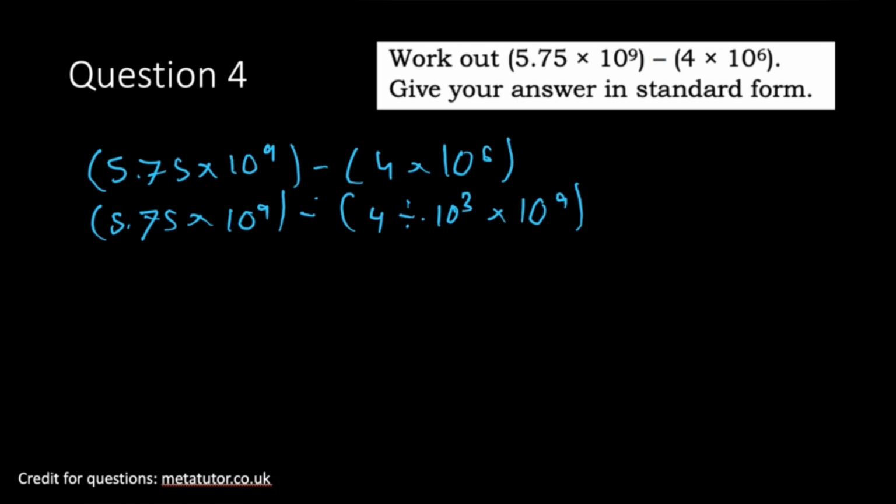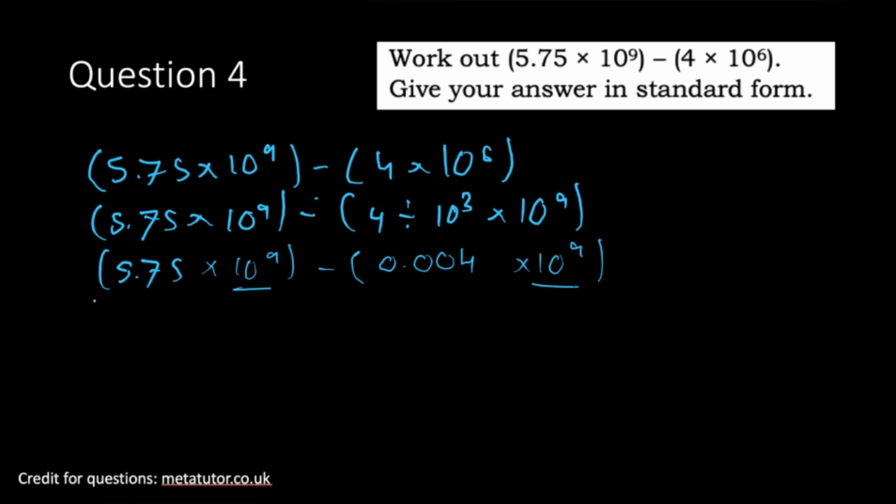So this is basically the same. I just split the power, and then this will give you 5.75 times 10 to the power of 9 minus 0.004 times 10 to the power of 9. 10 to the power of 9 is a common factor, so you take that out. So 10 to the power of 9 bracket 5.75 minus 0.004, and then you do the brackets.